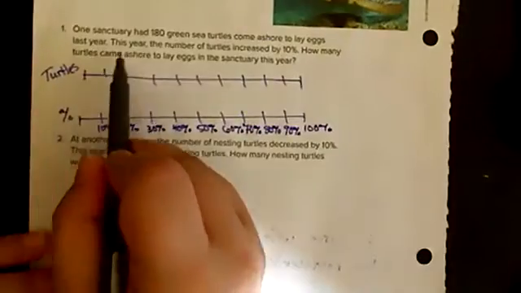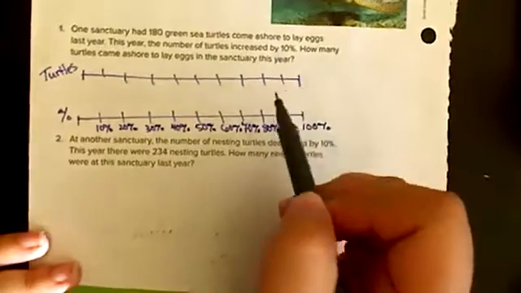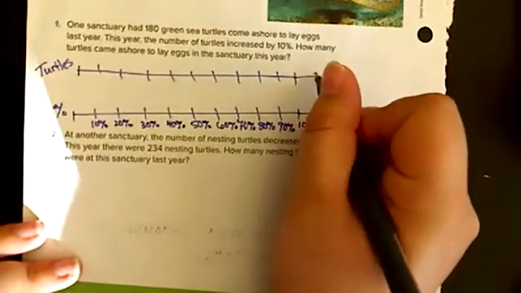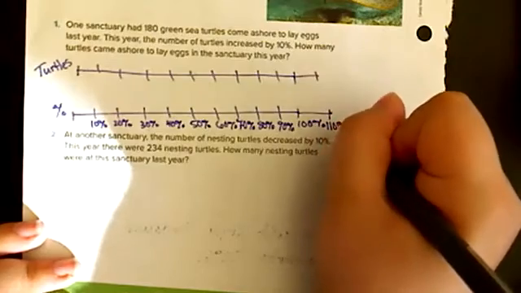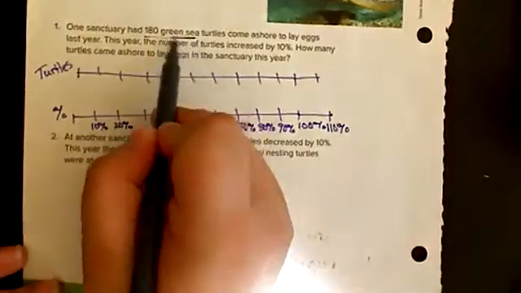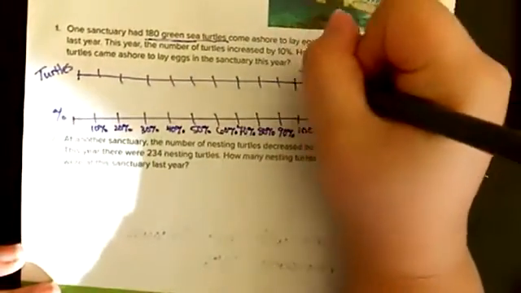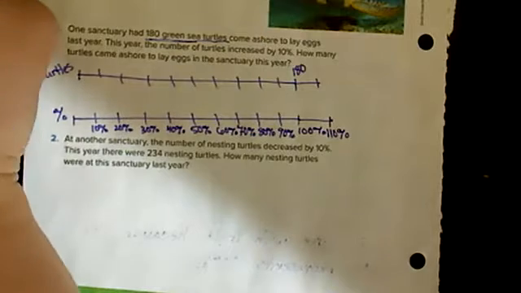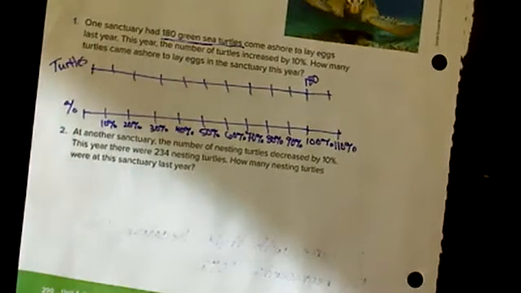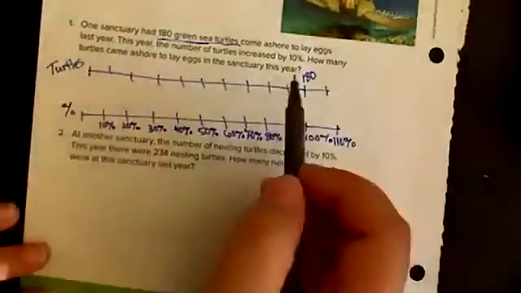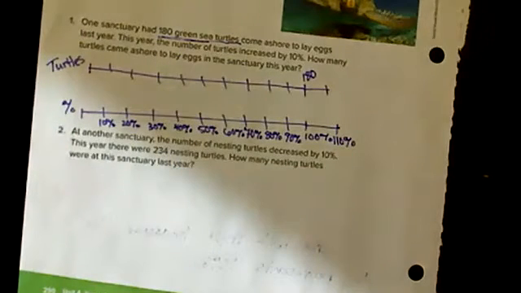So if last year 180 turtles came, we're going to want to go up a little bit higher than 100%. We're going to want to go up to 110%. So if last year 100% was 180 green sea turtles, over this we're going to put 180. So we know that represents our 180. So now let's figure out what that 10% increase would be. So we have 10 parts. Let's divide this 180 into 10 equal pieces.